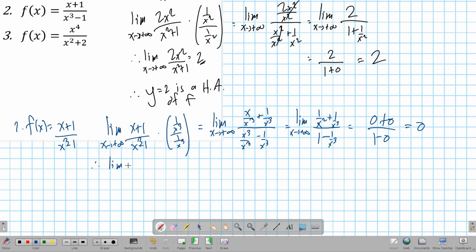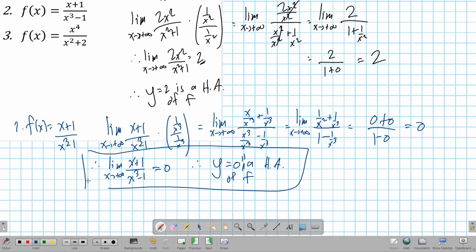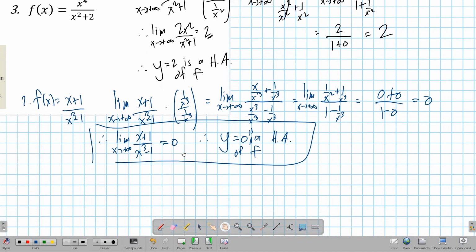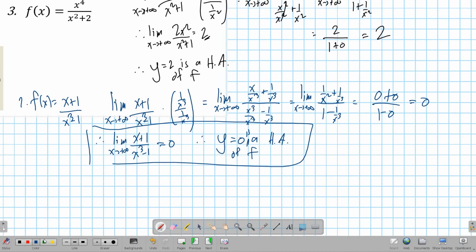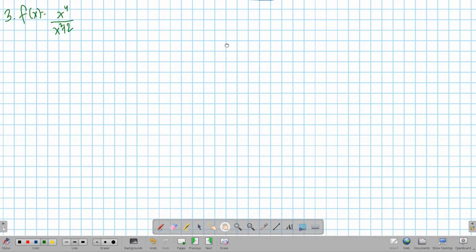Therefore, the limit of x plus 1 over x cubed minus 1 as x approaches positive infinity is equal to 0, making the line y equals 0, or the x-axis, a horizontal asymptote of the function f in number 2. So for number 3, let me write it just before I scroll down. Number 3, f of x is equal to x to the 4th over x squared plus 2. So scroll down for more space. There you go.